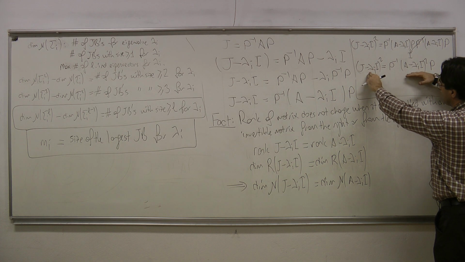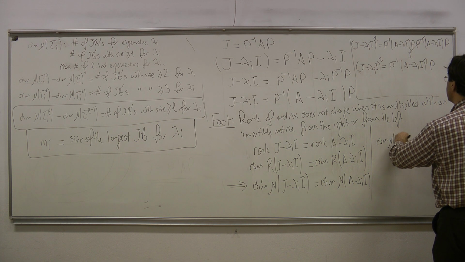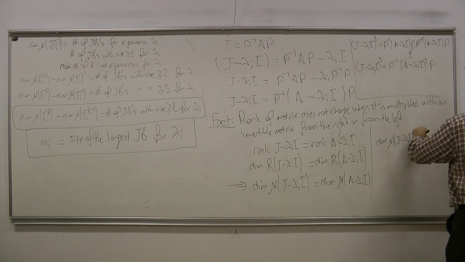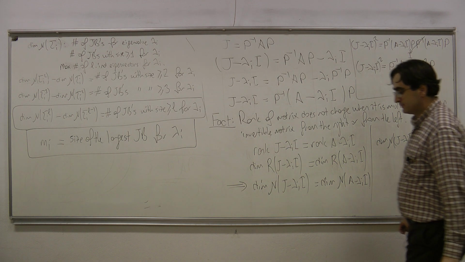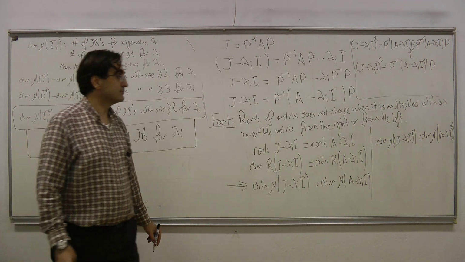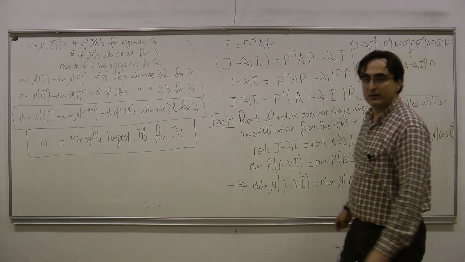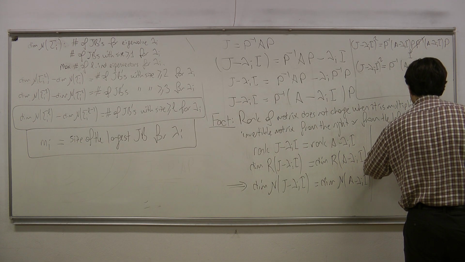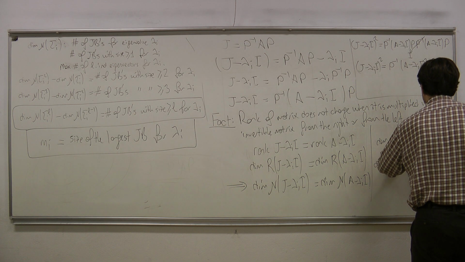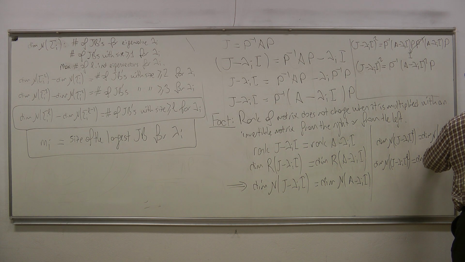Similarly, the dimension of the null space of these two matrices will be the same. So the dimension of the null space of (J − λI)² is equal to the dimension of the null space of (A − λI)². You can actually continue with this logic for any higher powers. So you can say that the dimension of the null space of (J − λI)^L is equal to the dimension of the null space of (A − λI)^L.